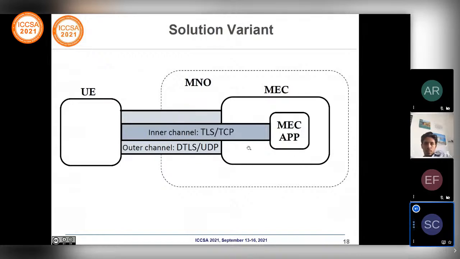There can be several protocols that can be used for these channels. One variant could be TLS over UDP for the outer channel and TLS over TCP for the inner channel.